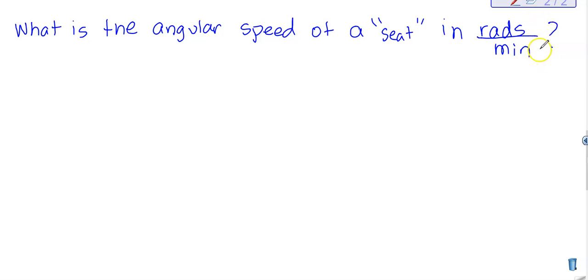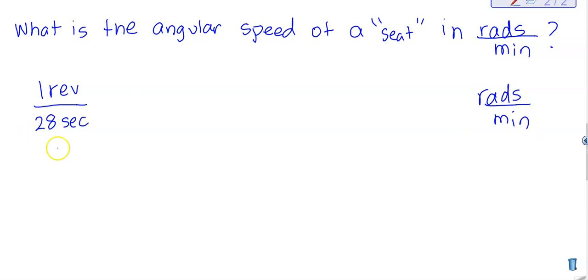So what do we know? We know this. There's one revolution in every 28 seconds. So we know it's doing more than two revolutions per minute, right? But how many? That's what we have to figure out. Okay, so we're desiring rads per minute. That's what we desire. So we need to convert all of this into radians. So we want to get rid of revs and introduce something that a revolution is equal to in radians. So one rev is 2 pi radians. Okay, that allows me to remove this dimension and introduce radians into my numerator.